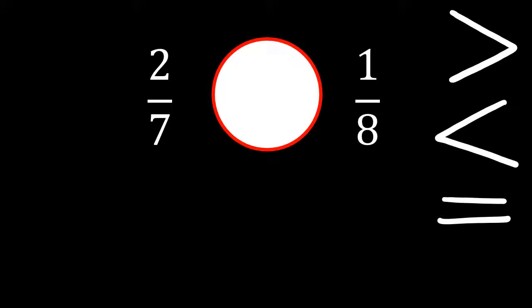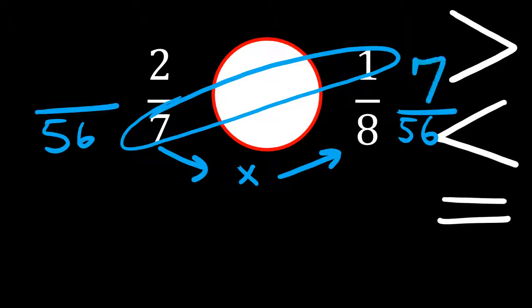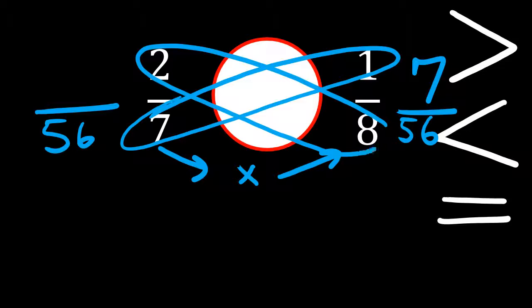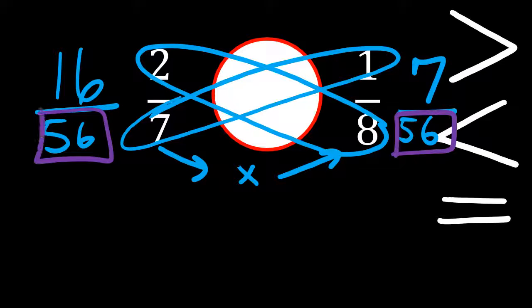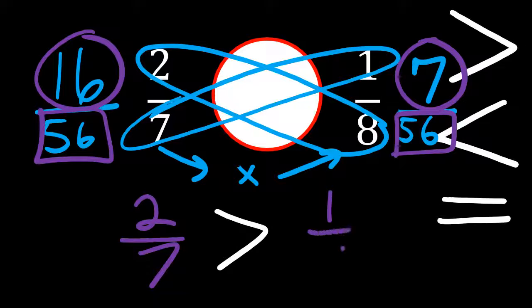And so what this does is, the first step is we create a common denominator. So I'm going to multiply 7 times 8 to get my common denominator as 56 on both sides. And then I can do 7 times 1 to give me 7, and then 8 times 2 to give me 16. Now that I have common denominators of 56, all I have to do is compare the numerators to see which one's bigger. So I can say that 2/7 is greater than 1/8.